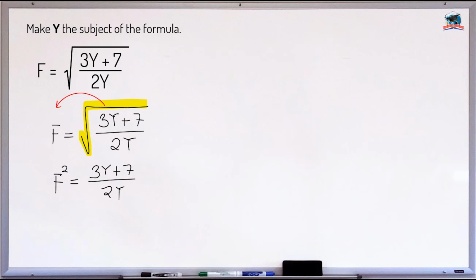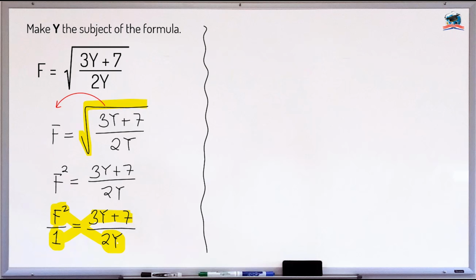Beautiful. Now the next step is we need to move the 2y to the other side of the equal sign. But before we do that, if we look at f squared properly, f squared can be made a fraction just by putting a 1 underneath, so it's already a fraction. And at the other side we already have a fraction, 3y plus 7 divided by 2y. So equally we can say, let's just cross multiply. Here f squared times 2y and also 1 times this.